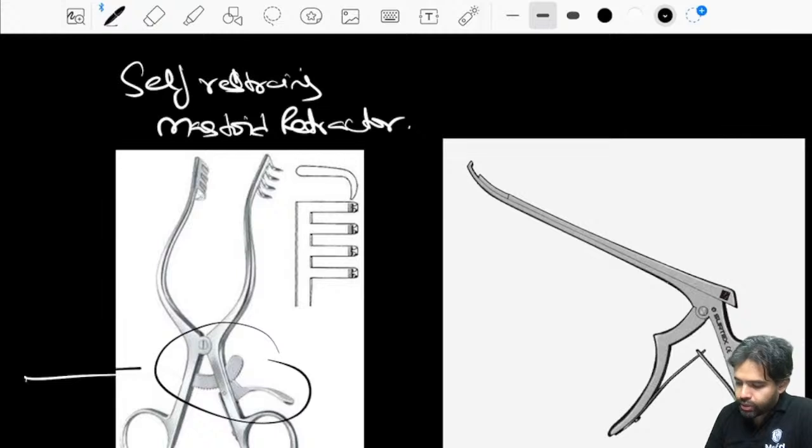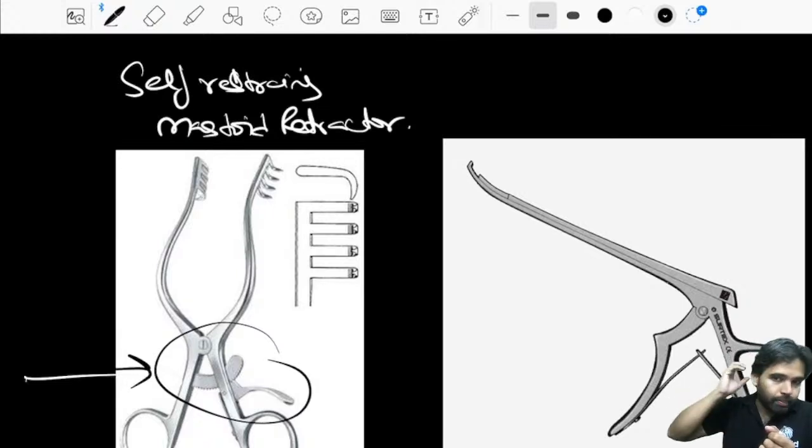What is this? Basically a self-retaining retractor. So when we expose the mastoid and we put this retractor, nobody has to hold it. It will hold itself. That is why this is important.